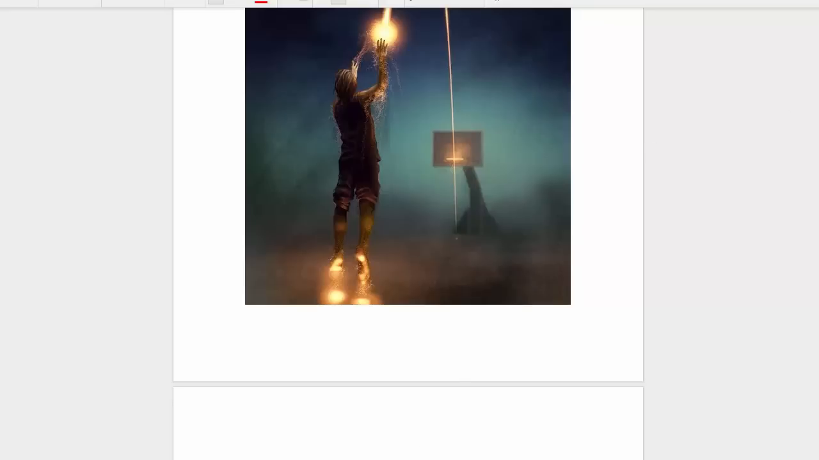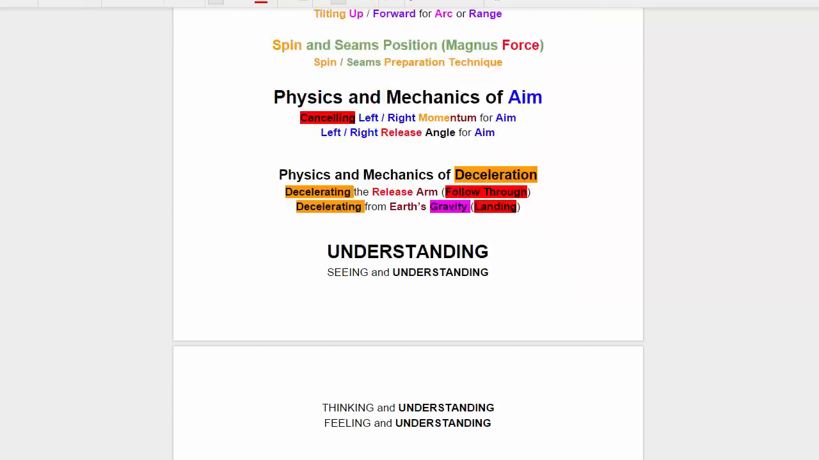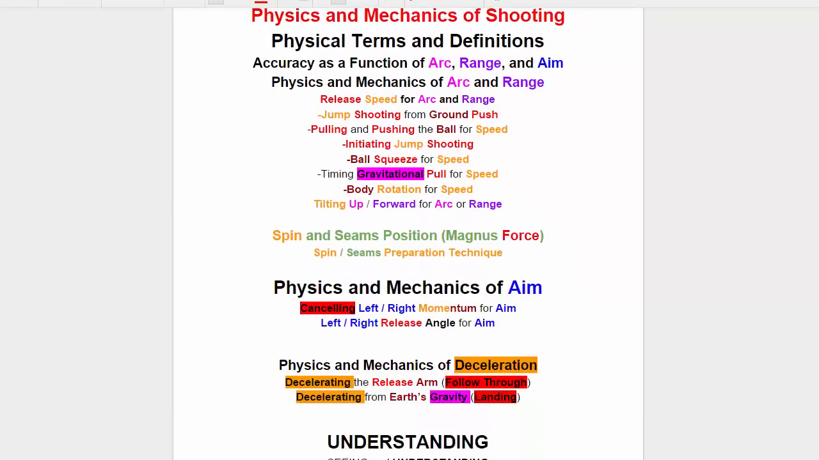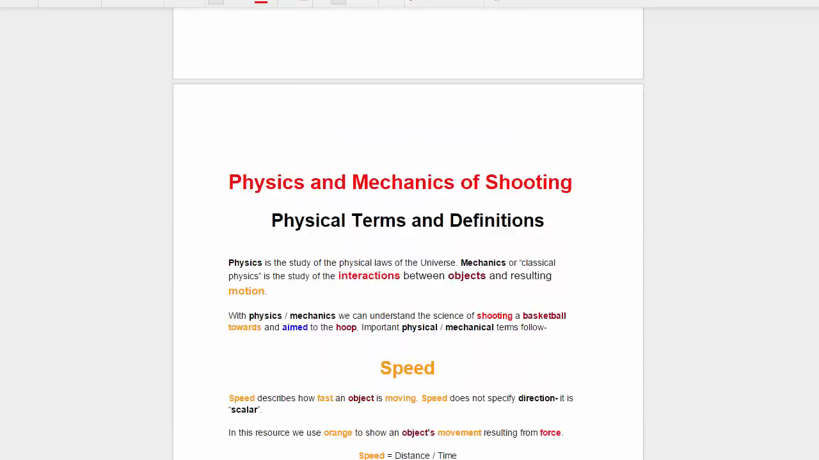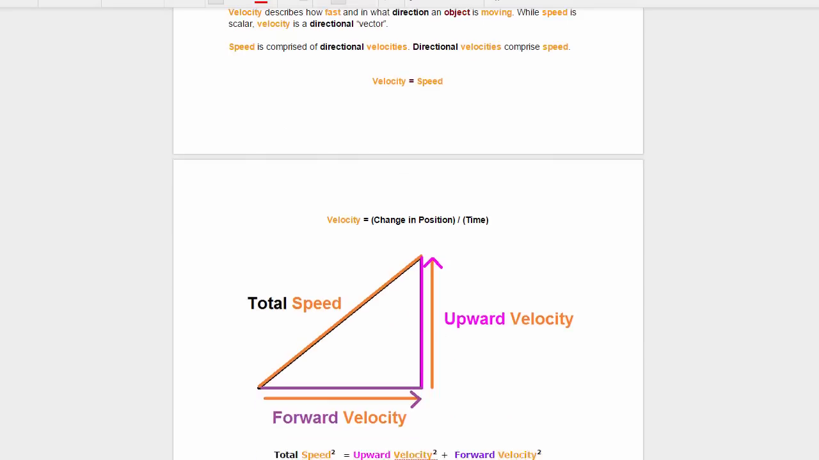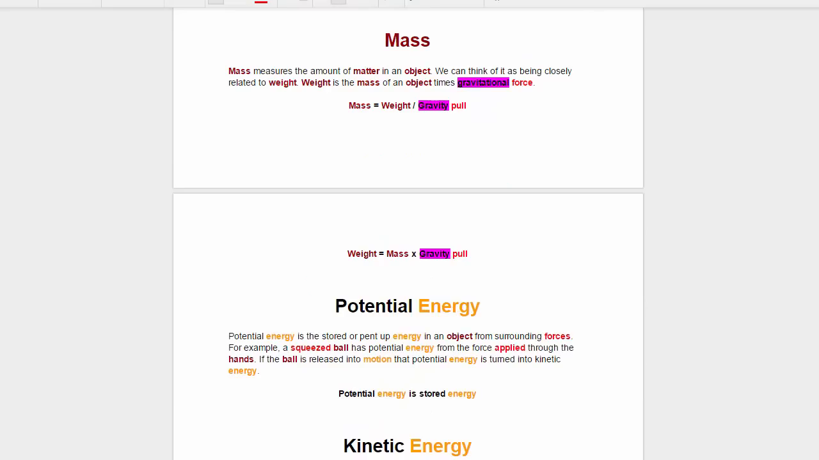This is Physics and Mechanics of Shooting Part 1 of about a dozen, so we're dropping these slowly, really taking our time on this to make sure that everything is legit. It's not going to be perfect, but it's really important that the physics in here is easy to understand and makes sense.